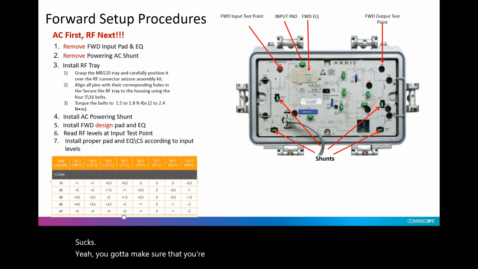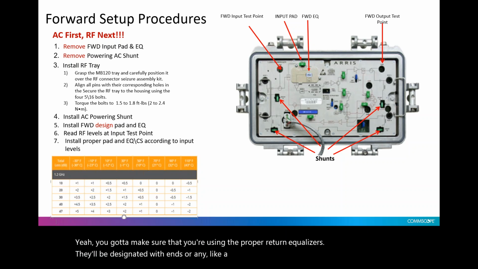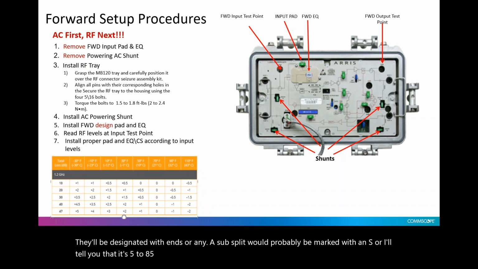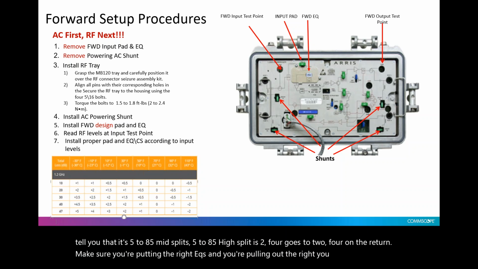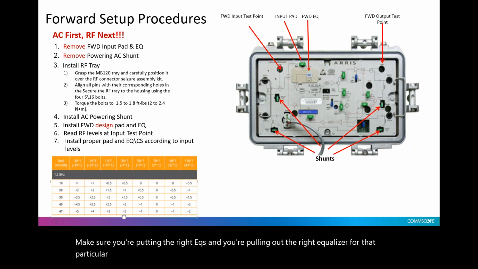Yeah, you've got to make sure that you're using the proper return equalizers. They'll be designated with N's or any, like a sub-split would probably be marked with an S, or it'll tell you that it's 5 to 85. Mid-split's 5 to 85. High split is 204. Goes to 204 on the return. Make sure you're putting the right EQs in and you're pulling out the right equalizer for that particular bandpass that you're trying to maintain. But the forward equalizer would not have any impact on the return. So if you, in a pinch, stuck an older, say, 870 equalizer in the forward, which you really wouldn't want to do because you may end up having to go back there and find it, it would not impact the return band. Not at all.